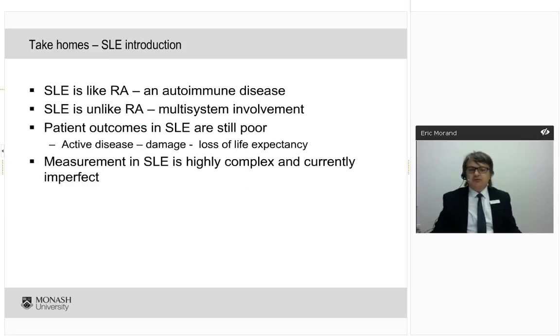So what does that all mean, summing up? So we should understand that SLE is like rheumatoid arthritis in that it is a disease of the immune system causing harm to the body. But unlike RA, it's a multi-system disease where multiple organs can be affected. And as a result of that, patient outcomes in lupus are still poor, where patients have active disease which leads to damage, and damage which leads to loss of life expectancy. Now, the fact that lupus is so much more complicated than rheumatoid also means that measurement is much more complicated. And I'm going to spend a few minutes now talking about some areas of research that we think are helping with this measurement question.